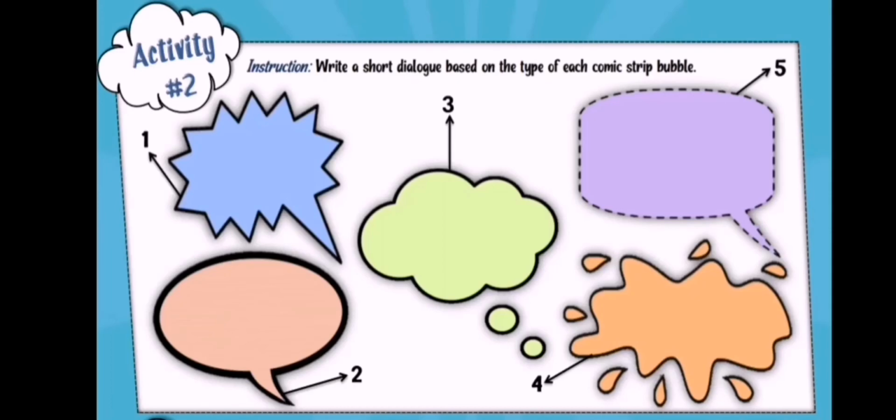In the activity number 2, the instruction is: write a short dialogue based on the type of each comic strip bubble. For example, in the bubble number 1, as I told you before, the answer is Scream. So the dialogue could be this.